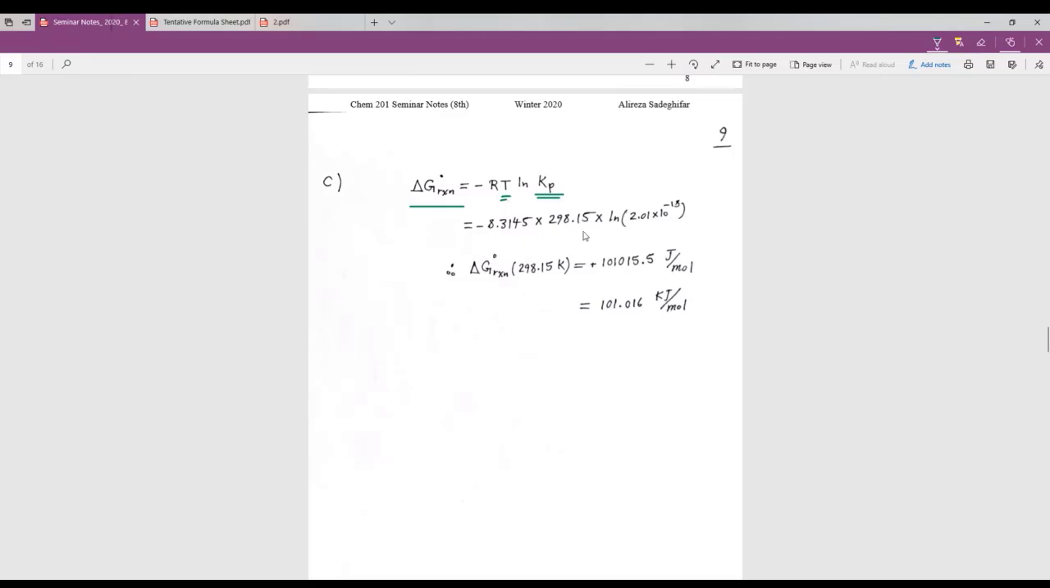So if you plug those values into this equation, then what you calculate in terms of joules is this amount, and then it's this amount in terms of kilojoules. I just converted it from joules to kilojoules.